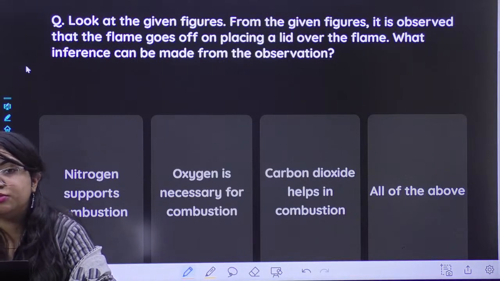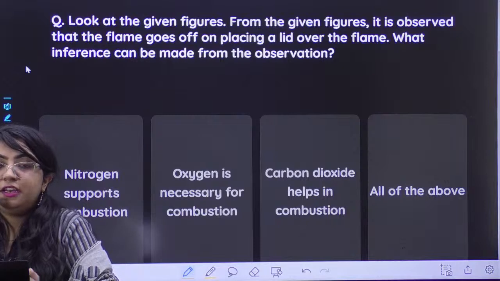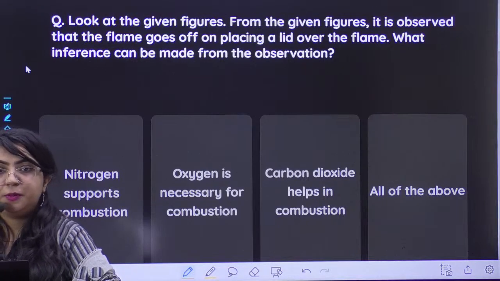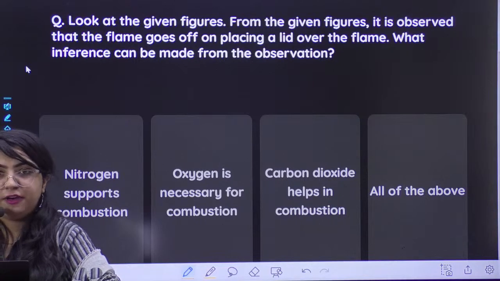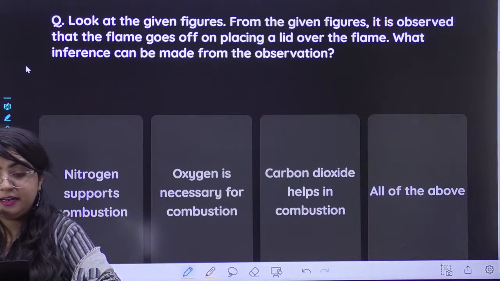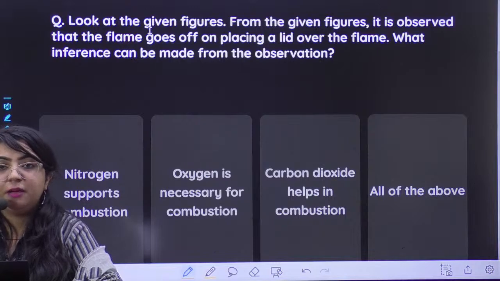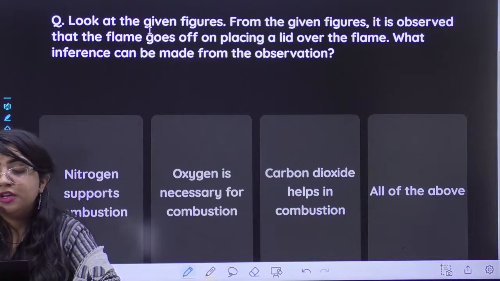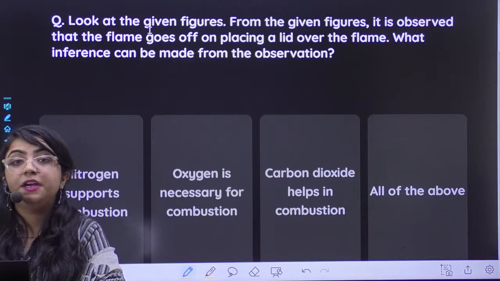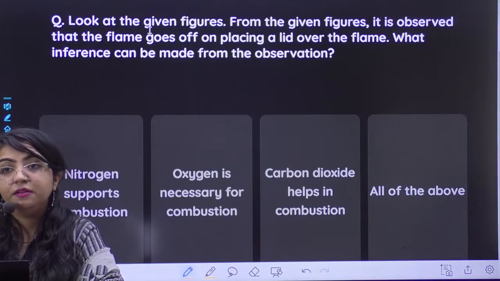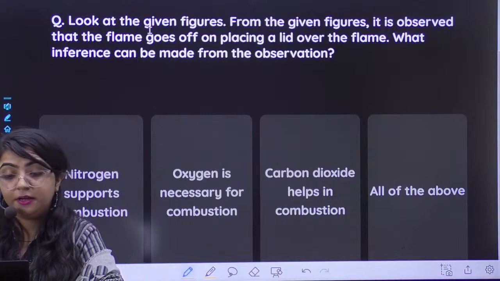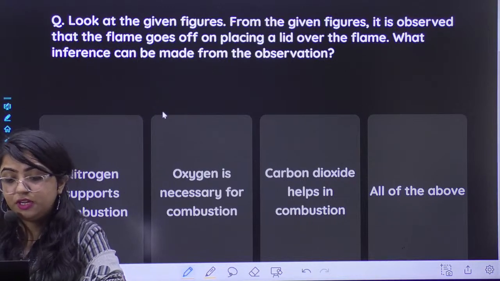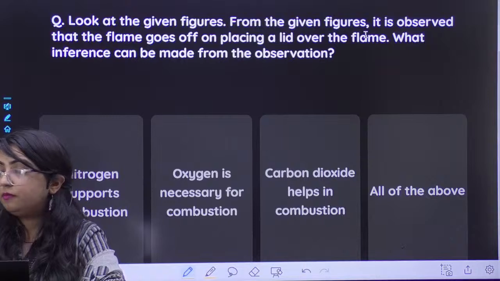I am repeating the question again. In the first figure, the candle is burning, but in the next figure, we have placed a lid over the flame of a candle. So we observe that the flame goes off within a few minutes. So what could be the most appropriate reason for this observation? Like what condition is missing for the combustion to occur? Please choose the correct option out of the 4.